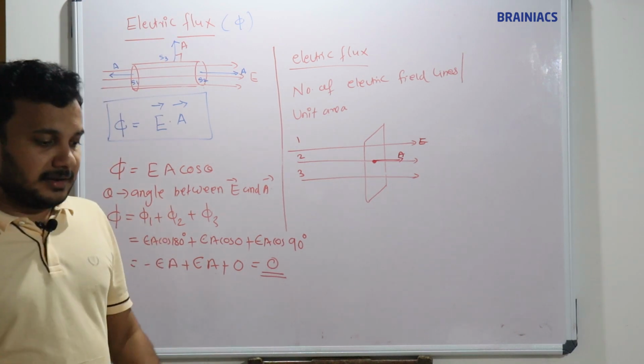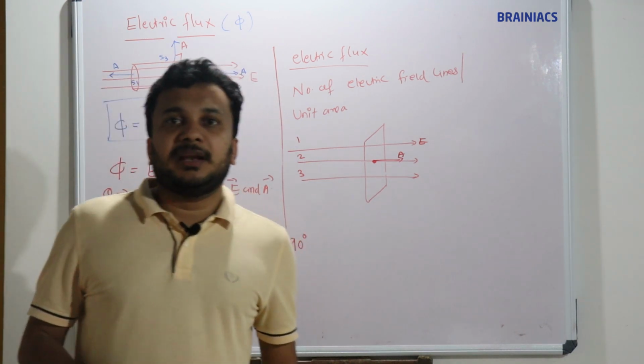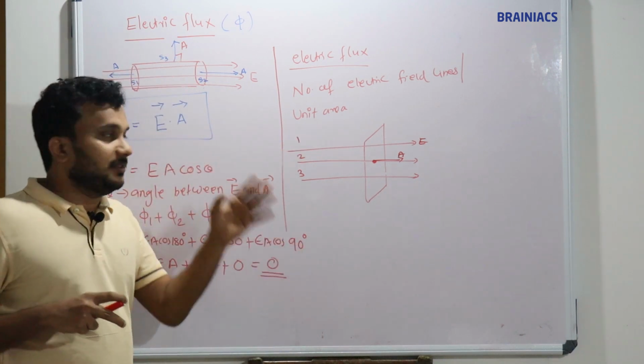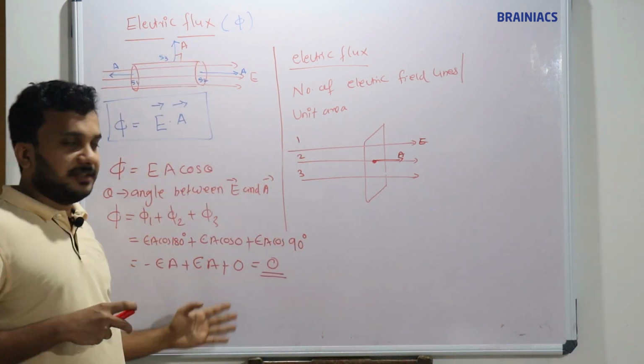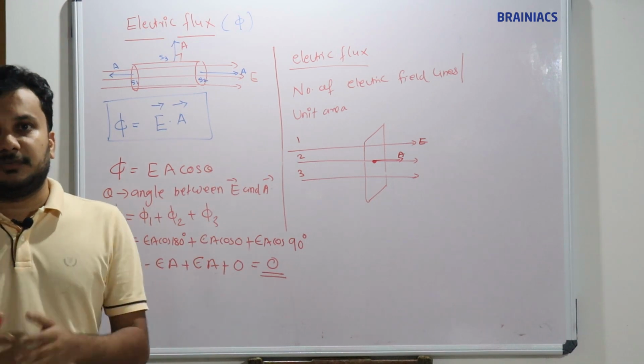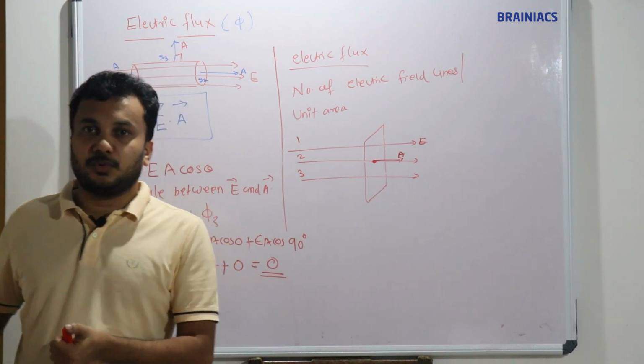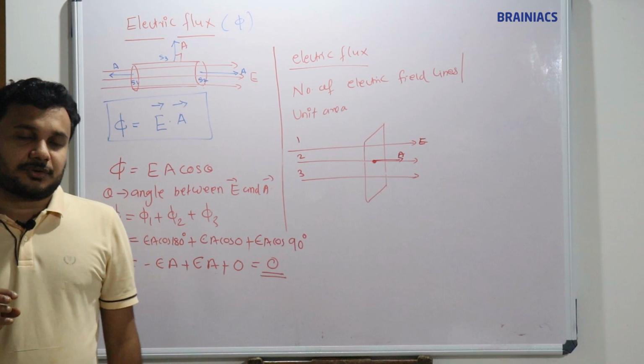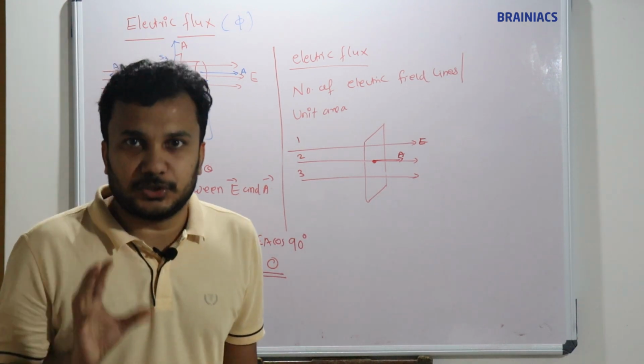Net means the total surface I am considering. Here it is a cylinder, and that cylinder will have 3 surfaces: 1, 2, 3. So the total flux for a closed surface will always be equal to 0. This is called Gauss's law.